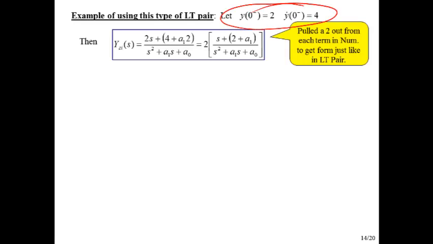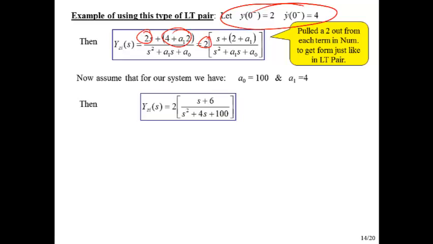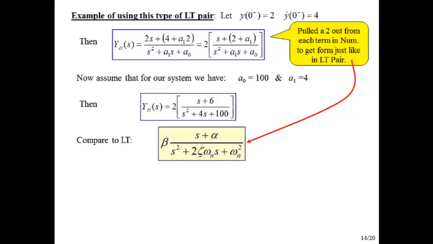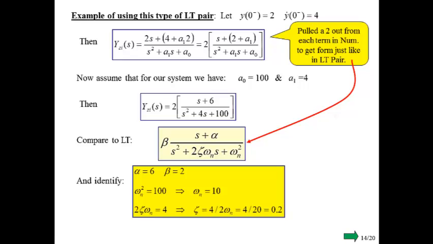So let's take these as some example initial conditions. If we plug in those values, we get something like this, and I've just pulled this 2 out in front since it shows up in all of those terms. So now let's assume that for our system our A0 is 100 and our A1 is 4. Now we compare what we actually have to the form on the Laplace transform table. And by doing that, we make these identifications.